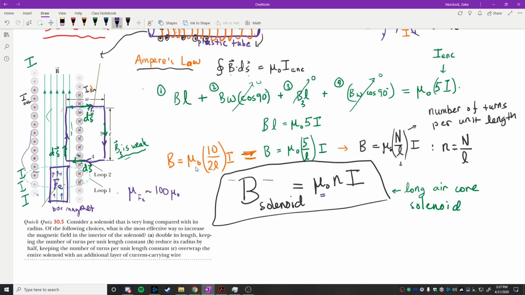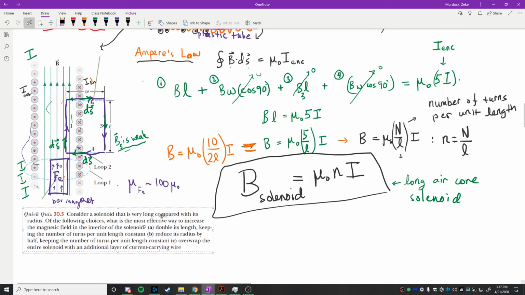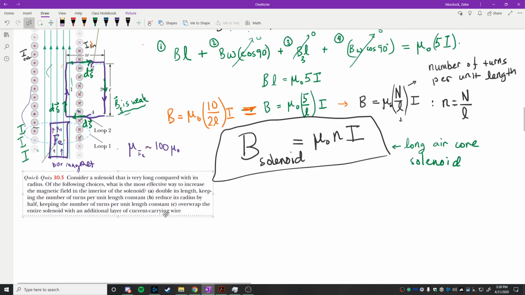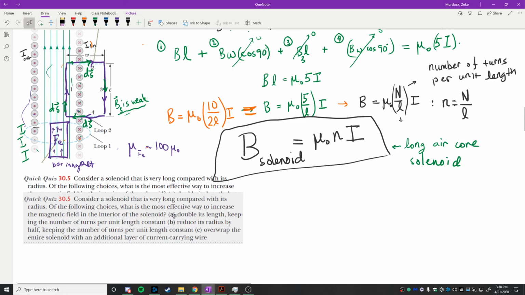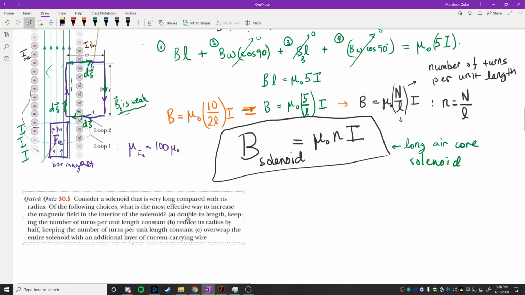Did that derivation make any sense? The equation you use is pretty simple. You just take this constant mu naught, times the number of turns per unit length, times the current. And we've got this little quick quiz for you guys to think about here. Any questions at all before we do this? Notice the radius doesn't show up, which means that the value of the magnetic field on the inside is roughly constant.